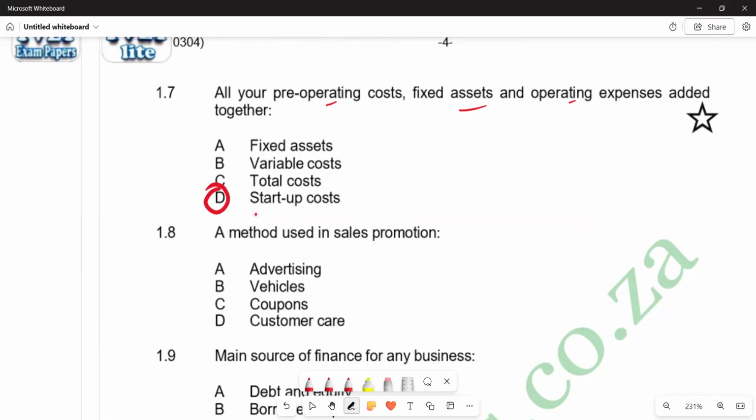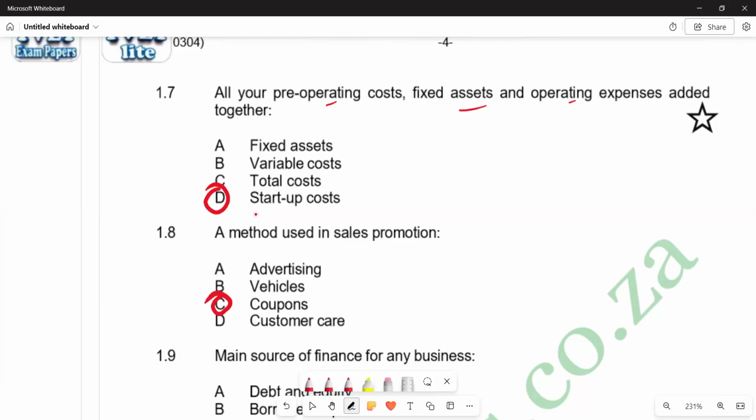1.8, a method used in sales promotion. We have got advertising, vehicles, coupons, and customer care. You'd see that coupon is the most appropriate there. Remember, a coupon is a ticket or document that can be redeemed for a financial discount or rebate when purchasing a product. So the most appropriate that we have there is a coupon. So we can just indicate C.